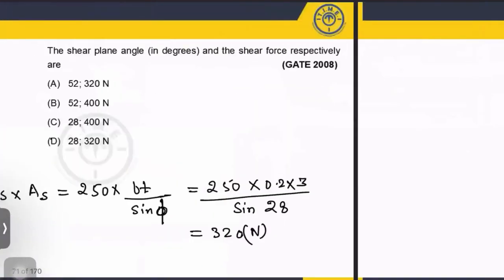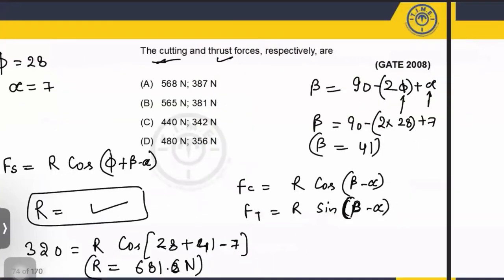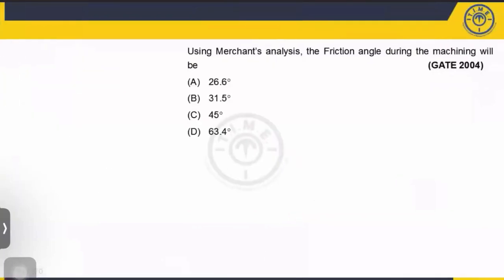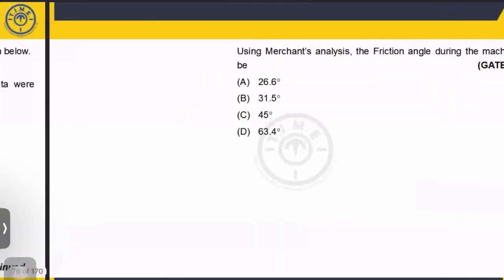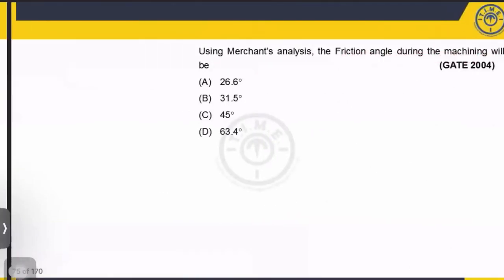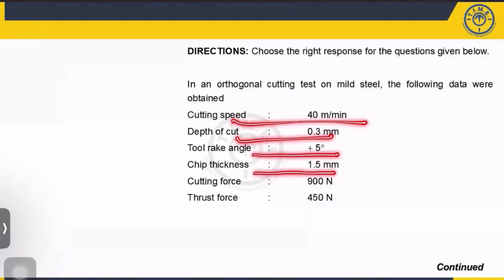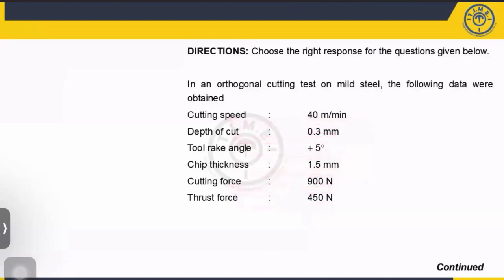Now, one more different type of question I want to discuss. Let me check if the question is there or not. Okay, first you calculate the friction angle. How will you calculate the friction angle? There is some data given. In an orthogonal cutting test, the following data are obtained. Speed is given, depth of cut is given, rake angle is given, chip thickness is given, and cutting force and thrust force are given.